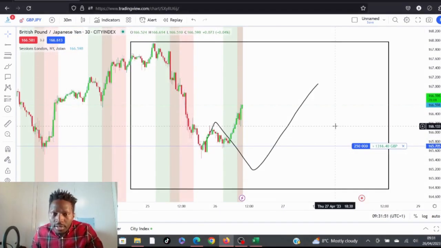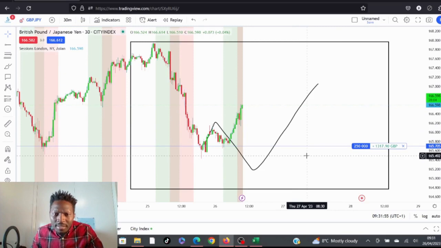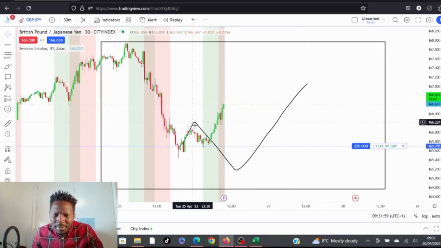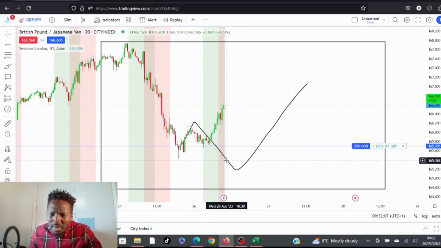Hello traders, just an update on the trade that I placed, and as you can see the market is starting to move in the direction that I predicted. Obviously I didn't get the move down that would come back to retest these lows, which is fine as well, because the move down would have given me an opportunity to add on to my position.